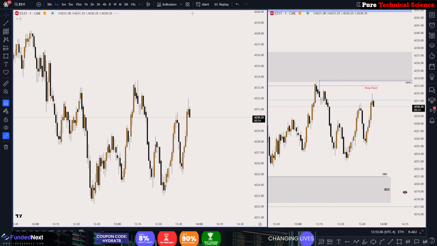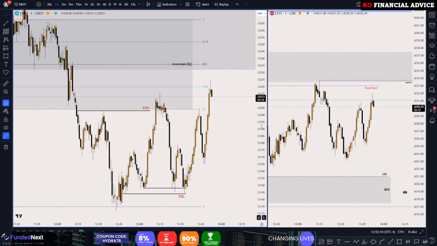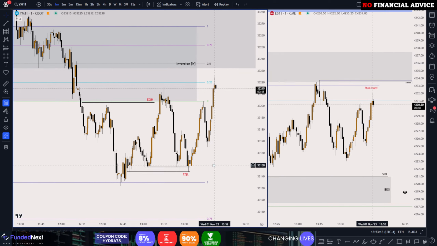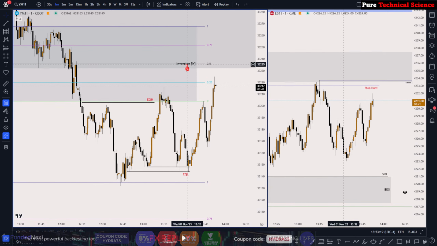So let's go and watch Dow. We are just 7 minutes away. So a lot of things happened on Dow, right? After price showed a beautiful rejection from this inversion, folks. Look at that.